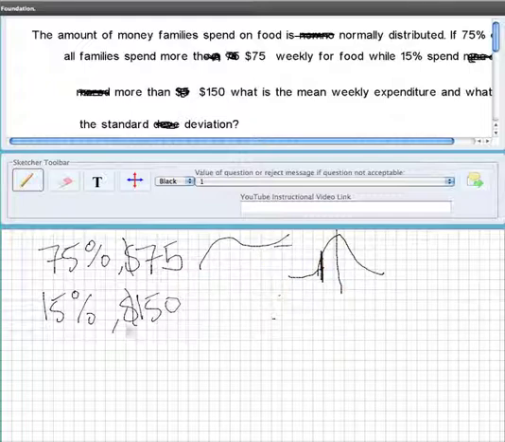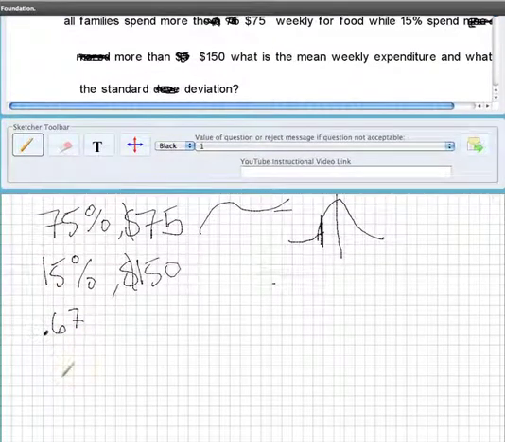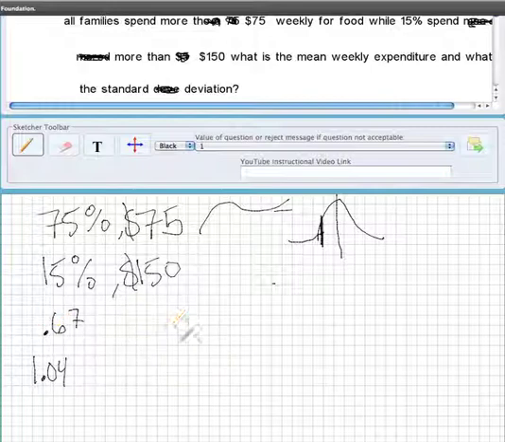So to look those up, we look in our z-chart, and the first one is going to be 0.67 standard deviations away. And then the second one is going to be 1.4 standard deviations away.